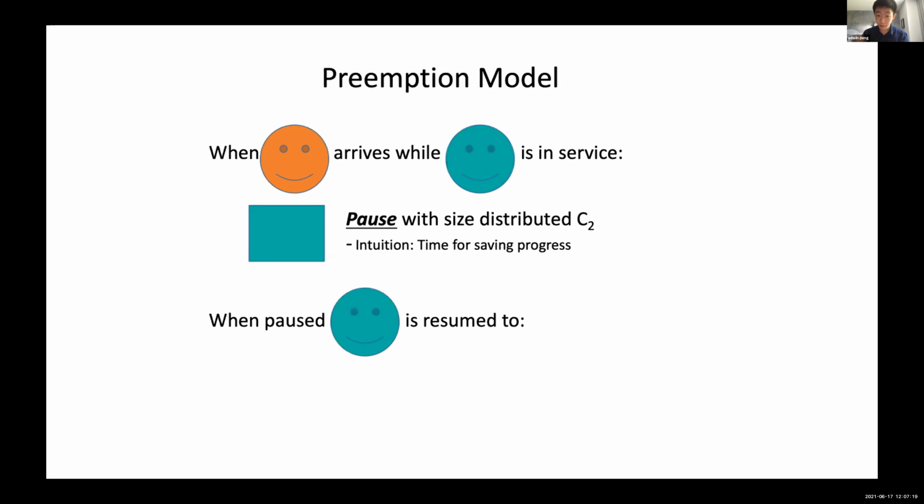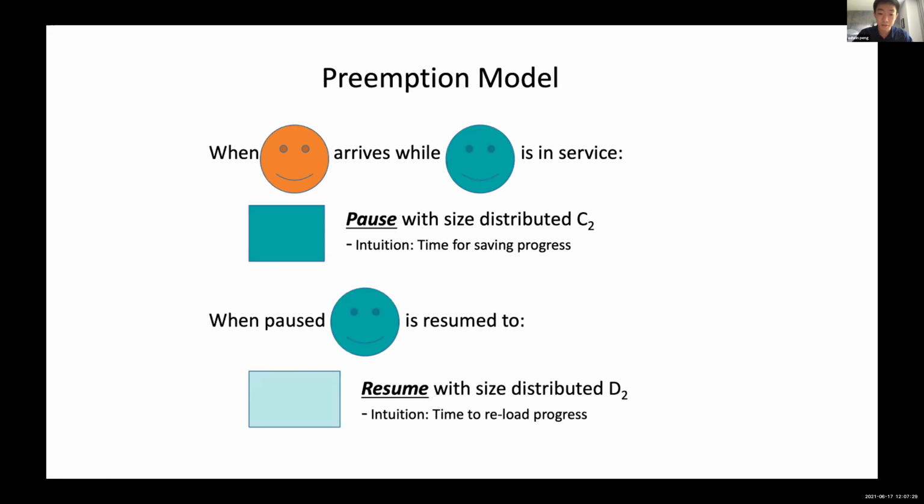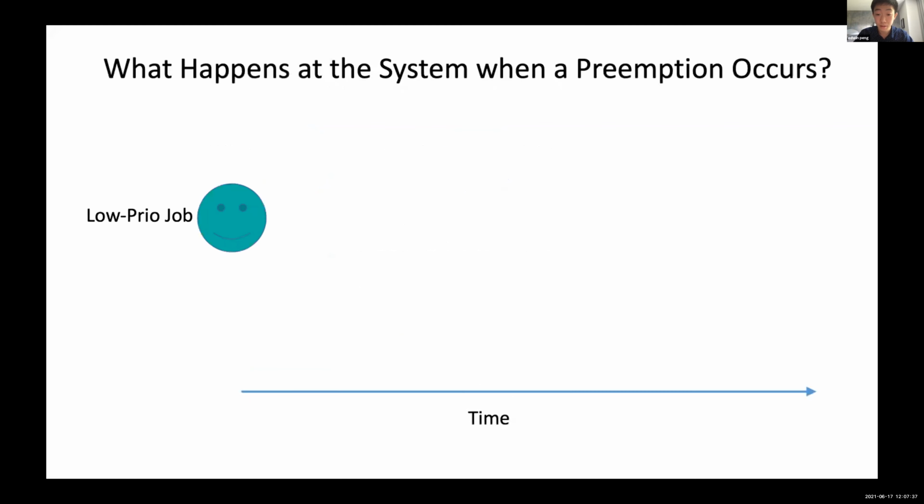And so the dual of that is after you're done with all the higher priority work, you want to go back to your low priority job. And when you resume to it, there's a resume with size distributed D2, a separate general distribution. And the intuition is when you want to get back to it, it takes some time to reload your progress.